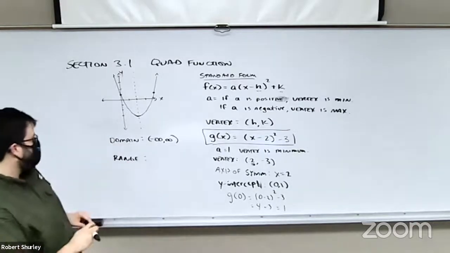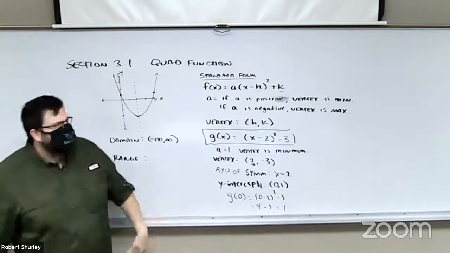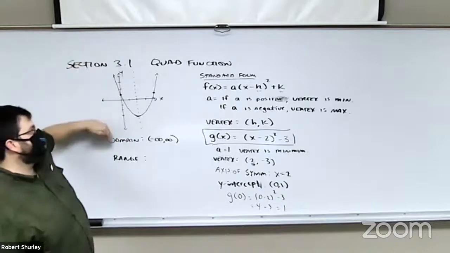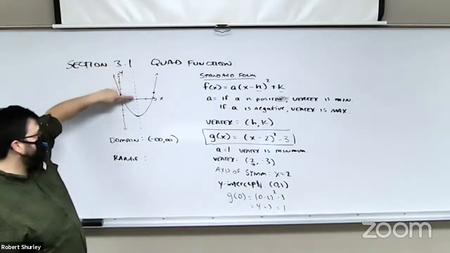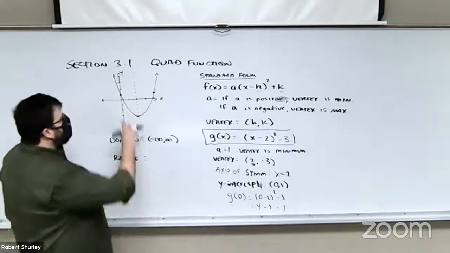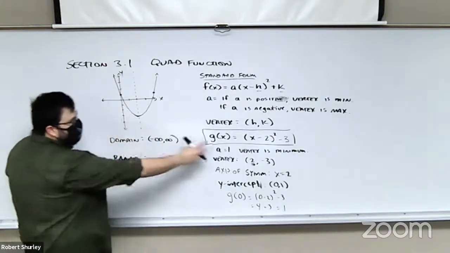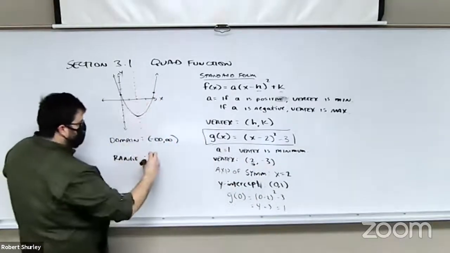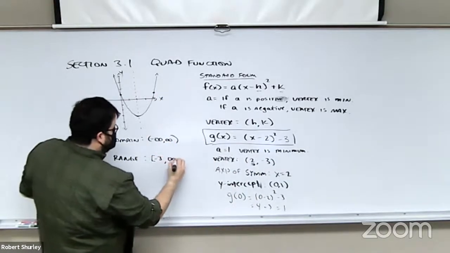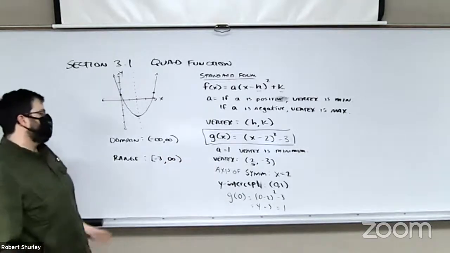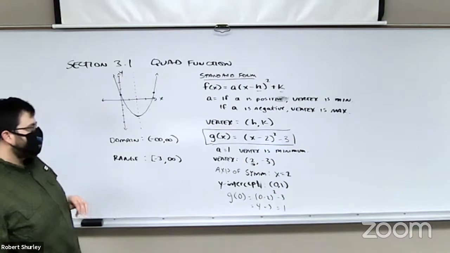Now, the range, though, is not going to be, right? Because on this one, we stop going down at a certain point. If you look at the y's, we stop going down right here. Our vertex, actually, is our minimum. So now we're going to look at the y values, and we go down to -3, and then we go up forever. So -3 to infinity. That is our range.